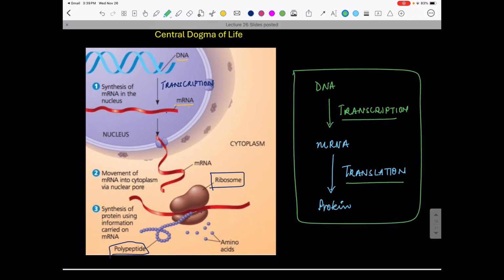And we also know that DNA can replicate so that it can be amplified, for growth purposes, or even for passing on from one generation to the next.